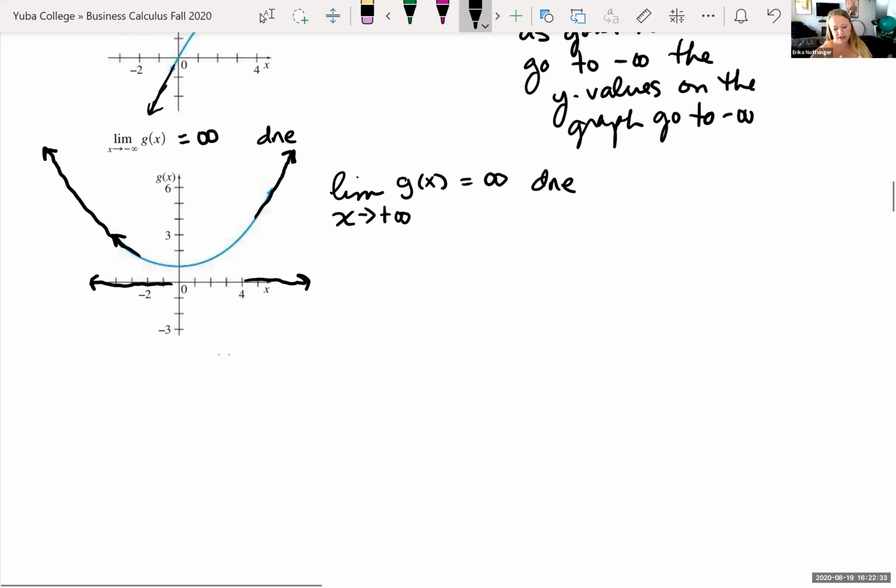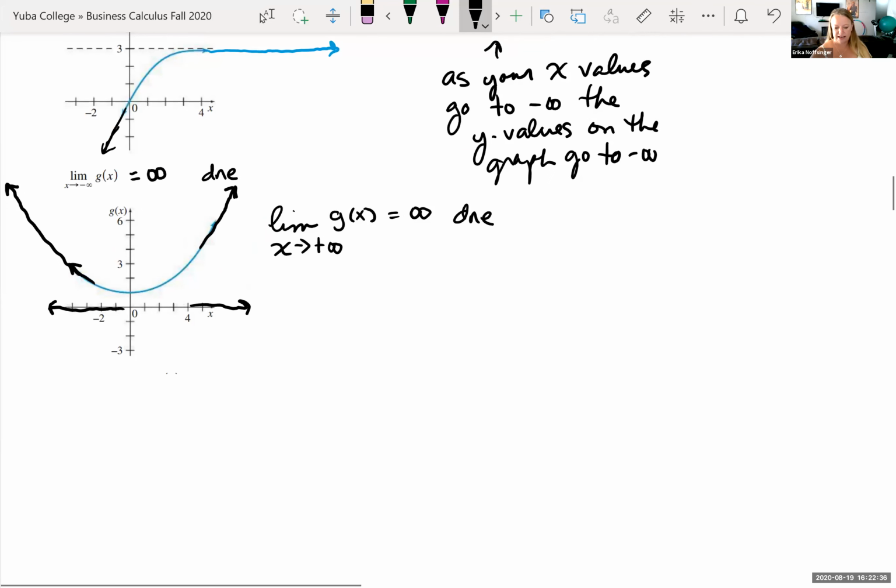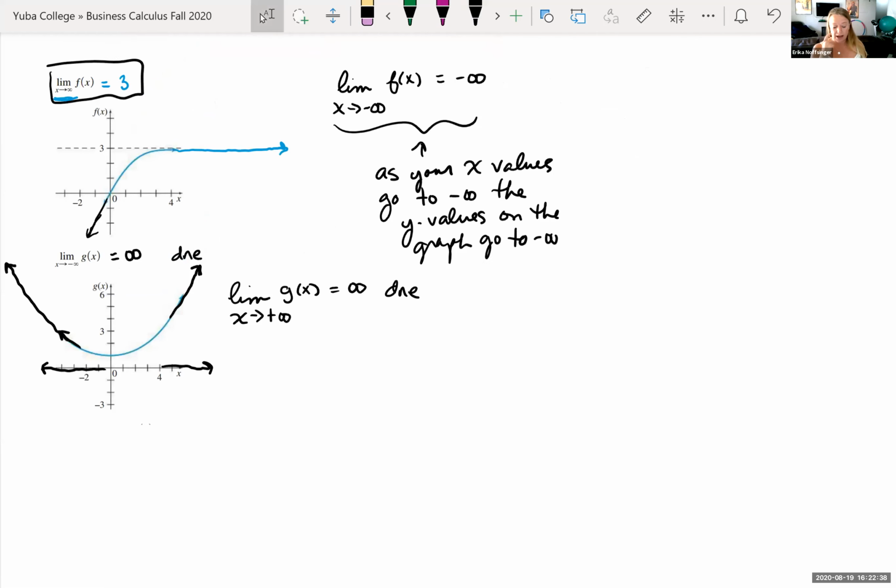So again, we can look at the limit as x approaches some single value, or we can look at the limit as x goes to infinity or negative infinity.